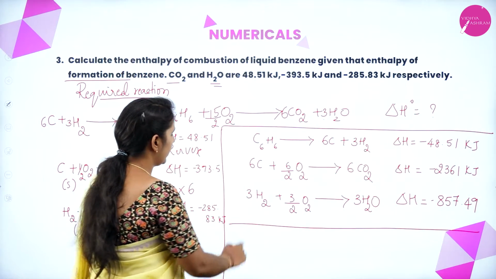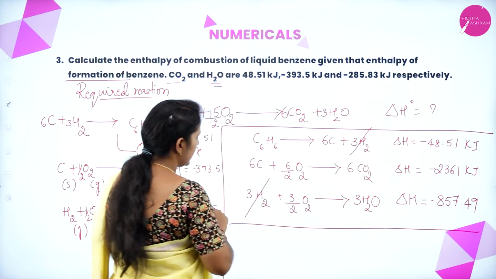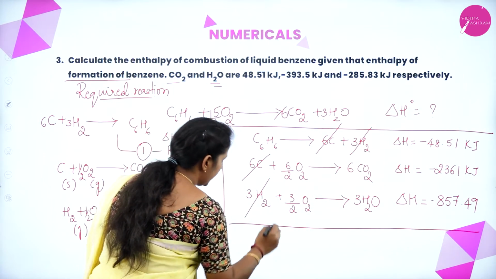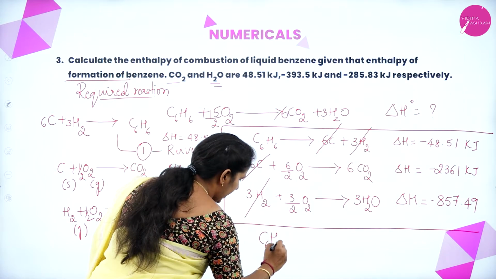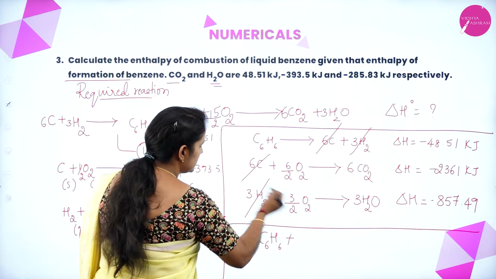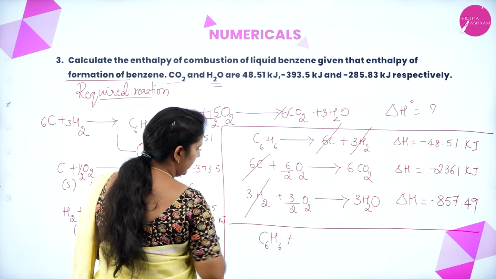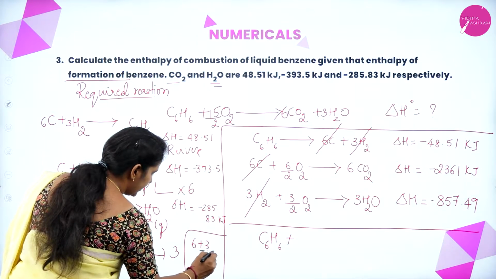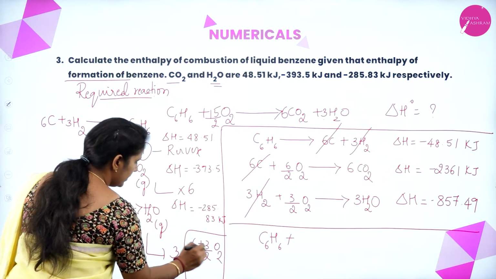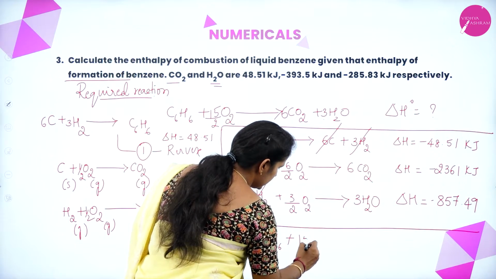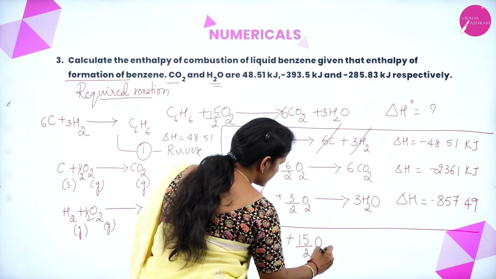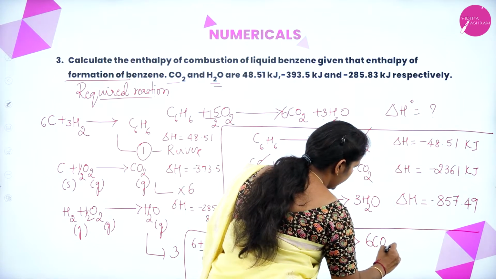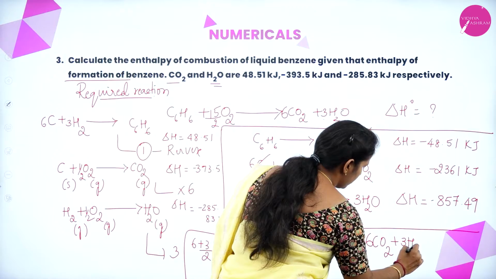Okay. Now you see the entire reaction. What is cancelling? You can cancel it. 3H2 is cancelling. 6 carbon is cancelling. Now you rewrite the remaining thing. That is C6H6 plus, you can see that we have 6 by 2, 3 by 2, and 6 plus 3 by 2 oxygen, which is there. So again, if you take the LCM, it is 15 by 2 oxygen giving rise to 6 carbon dioxide plus 3 water molecules.